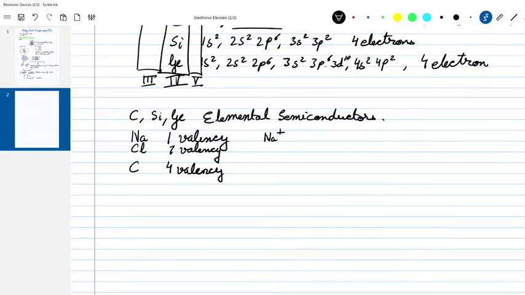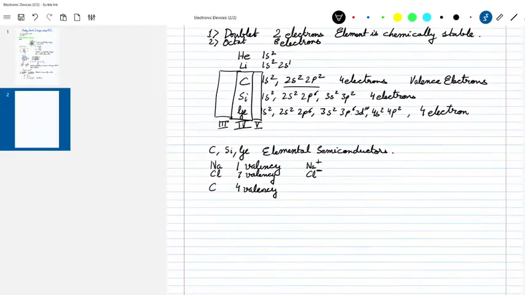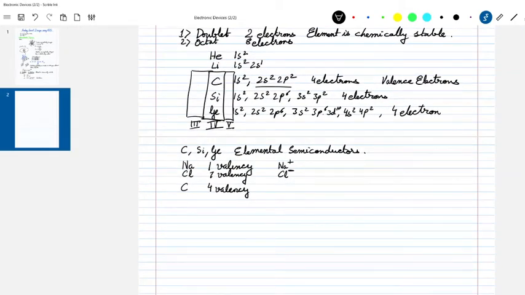Then chlorine, it is easy to gain one electron to satisfy its octet. So it is like Na is a poor person. It has no problem losing one electron. Cl is a greedy person. It always wants to have one electron. And then poor and greedy are together all the time.